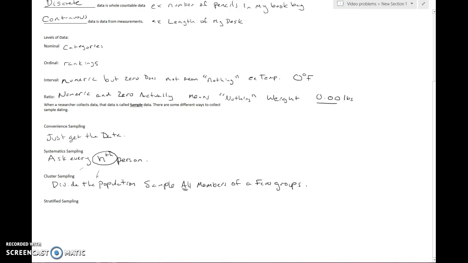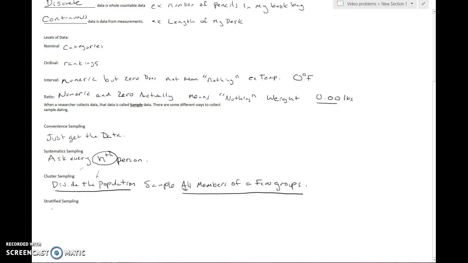So here's an example of how we would do that. Let's take a high school. If I were to divide a high school up by freshmen, sophomores, juniors, and seniors, cluster sampling would be I'm going to survey all the freshmen and all the juniors. So you can see what we've done is divided the population up, and we're going to sample all members of a few groups. This time it would be the freshmen and juniors.